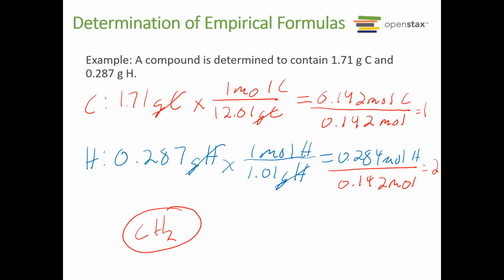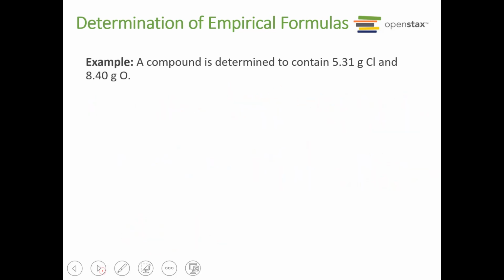Now we don't need to write the 1. Whenever there's only one of an element, it's just understood to be there. We don't actually write it. So we would just have CH2 here. Let's look at another example.